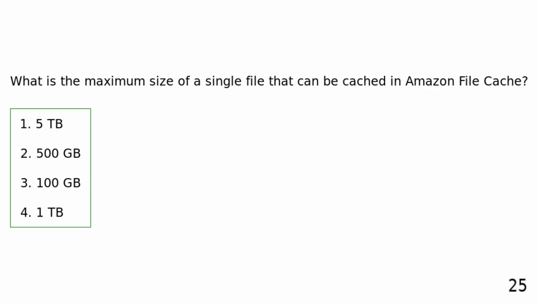What is the maximum size of a single file that can be cached in Amazon File Cache? 5 terabytes. 500 gigabytes. 100 gigabytes. 1 terabyte.